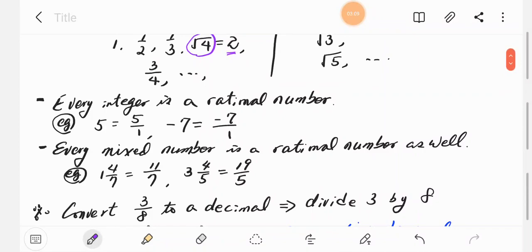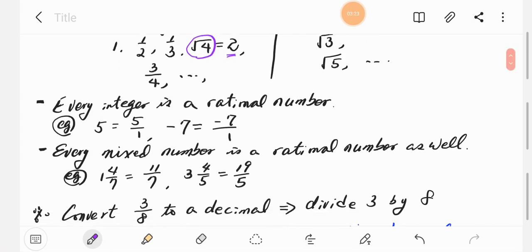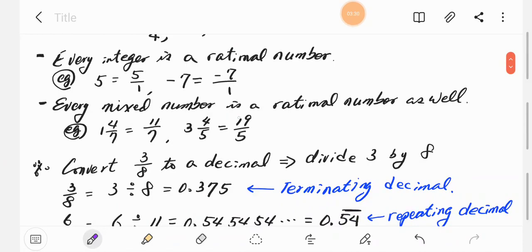Every integer is a rational number. An integer has 1 as a denominator, so it is one of the fractions. The integer 5 is a rational number. -7 is also a rational number. And all the mixed numbers are also rational numbers. So 1 and 4/7 you can write as a fraction, 11 over 7, since 1 times 7 plus 4 is 11.